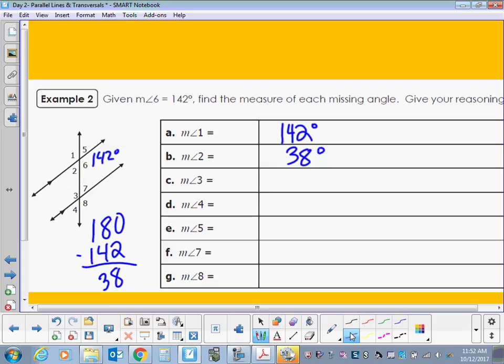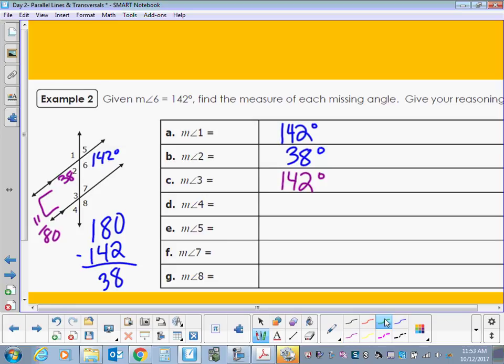Carla, what's angle measure 3? Is it 38? Well, I know this is 38. Consecutive interior angles have to equal 180. So what's angle measure 3? 142. You can look at it and see it's consecutive interior with angle 2, or it's alternate interior with angle 6. So that is 142.